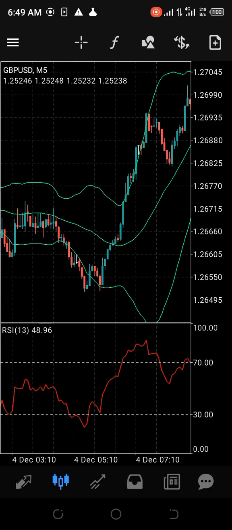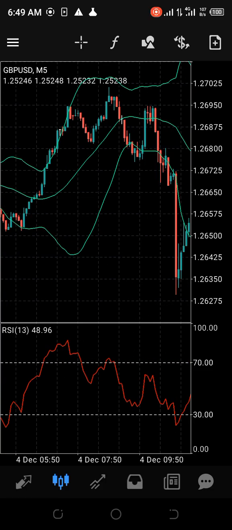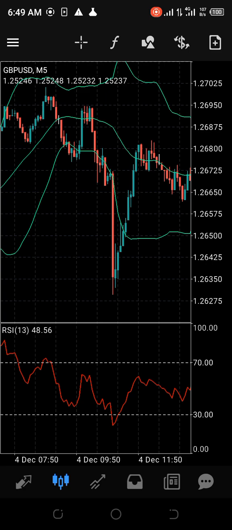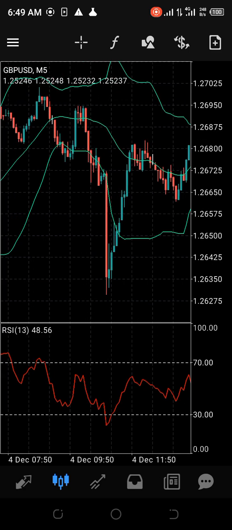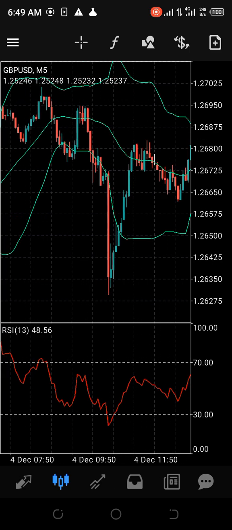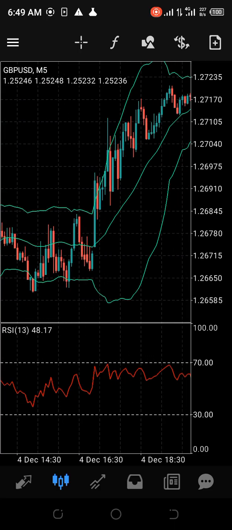Our break below the lower band. We have our oversold, and the market skyrocketed like I showed you before. We have our oversold here. We have our market break below the lower band. You see it here. After this green candle, we enter our buy trade.